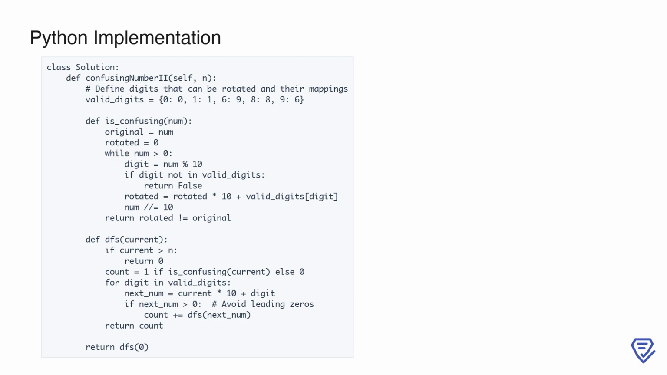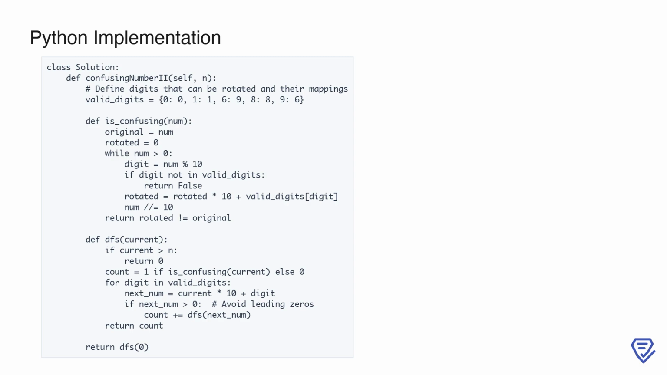A confusing number is a number that, when rotated 180 degrees, becomes a valid but different number. The solution starts by defining valid digits that can be rotated: 0, 1, 6, 8, 9, and their mappings to their rotated counterparts. For example, 6 becomes 9, and 9 becomes 6. The is_confusing function checks whether a given number is a confusing number. It reverses the number while applying the rotation mapping, and then compares the rotated number to the original. If they are different, the number is confusing.